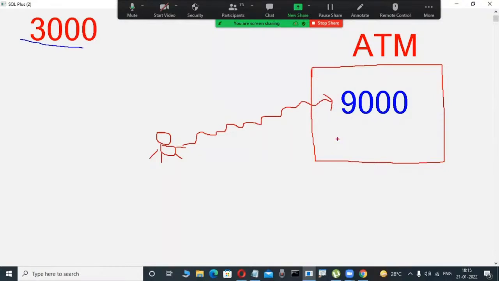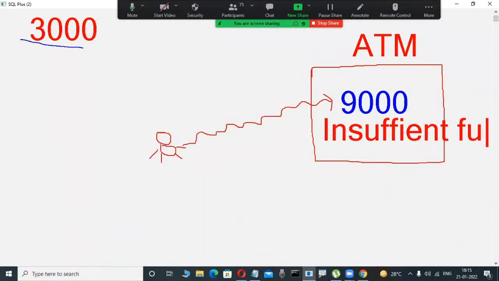In this case, it will give a message. You are observing on your ATM machines, maybe some messages will be displayed. Suppose a message like insufficient funds. Why? Because here your balance is low, 3,000, but you are trying to retrieve more than 3,000, that is 9,000, 8,000, 7,000 like that. How is it possible? In that case only, an insufficient funds message will be displayed.